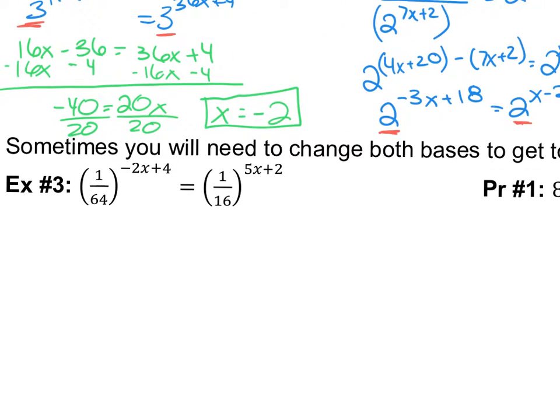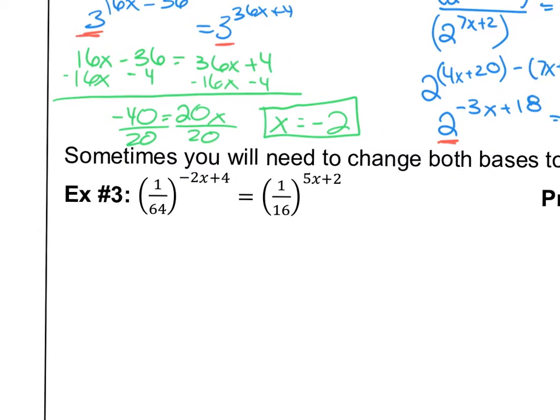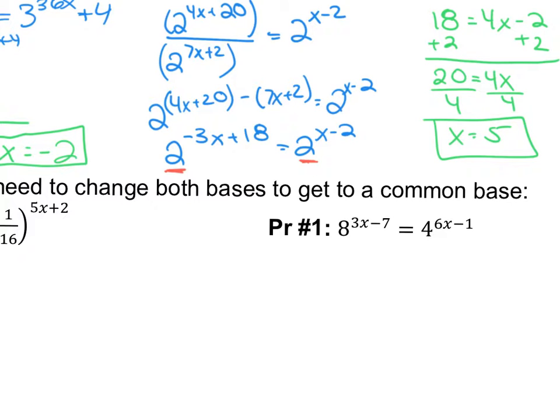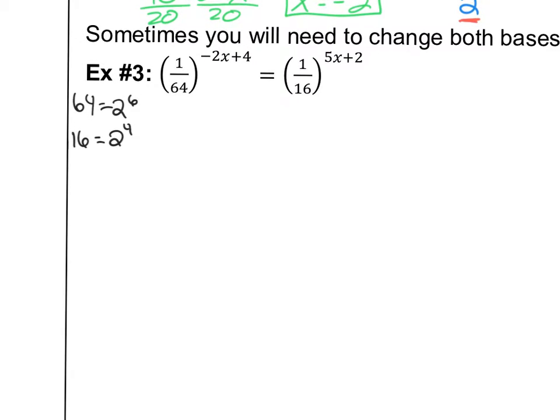Okay, but sometimes, so I'm going to go ahead and read this. Sometimes you'll need to change both bases to get a common base. So see, in this one, we have a 1 over 64 and a 1 over 16, and neither of these are our simplified versions. So from before, we already know that 64 equals 2 to the 6th, and we know that 16 equals 2 to the 4th. But if you didn't remember that, you could just figure that out in a calculator or just multiply it out. So our goal was to have these common bases, so now we do with these 2's.